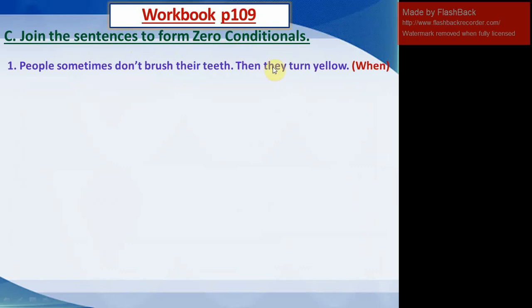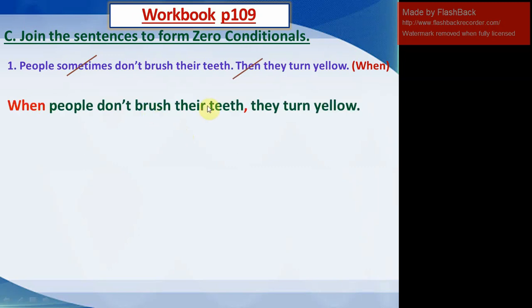Okay, let's move on to the next exercise. C. Join the sentences to form zero conditionals. We will connect the two sentences together to form conditional sentences in the zero conditional. Use if first. Number 1. People sometimes don't brush their teeth. Then they turn yellow. Use when. Yes, we did it before. We delete sometimes and then, and put when at the beginning. When people don't brush their teeth, they turn yellow.